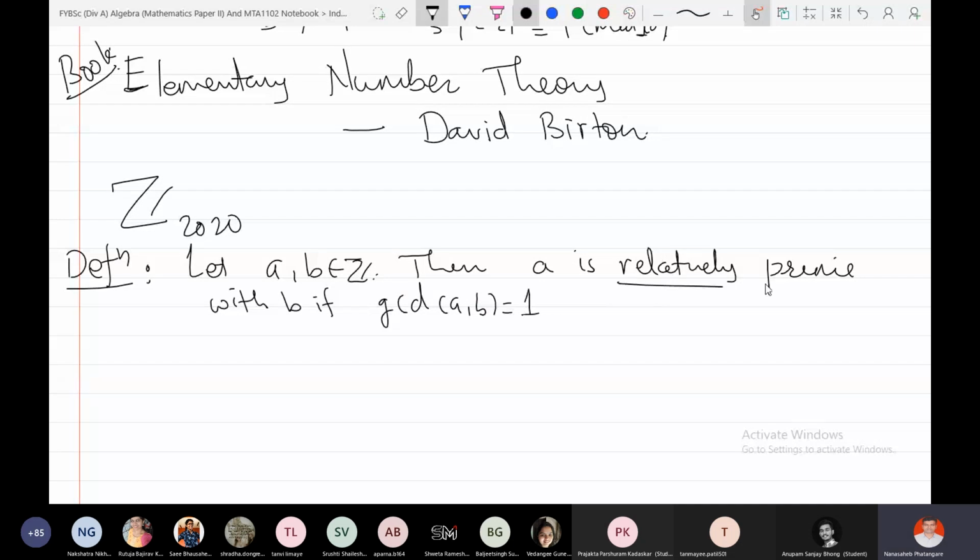So a is relatively prime with b if their GCD is 1. So there is no common factor except 1. There is no common factor greater than 1, then they are relatively prime. So how will you identify the elements which are relatively prime?